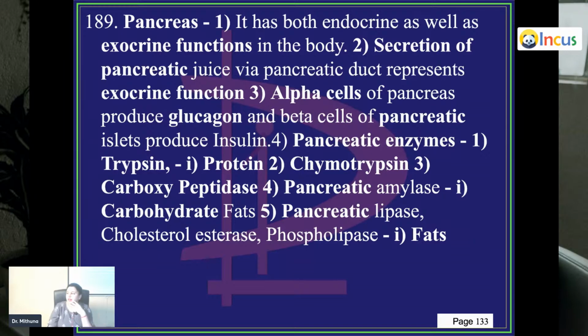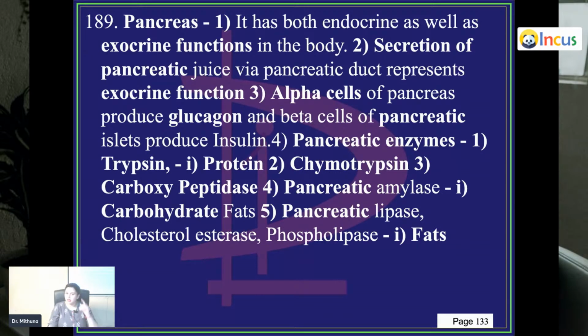And alpha cells of the pancreas produce glucagon, and beta cells, there are different cells in the pancreas. The pancreas has a lot of functions. Even though it looks very small, there are different parts in the pancreas and each part has its own function. A little bit of pancreas is retroperitoneal, a little bit is intraperitoneal. So there's a lot to do in pancreas. We'll just discuss whatever sir has given here.